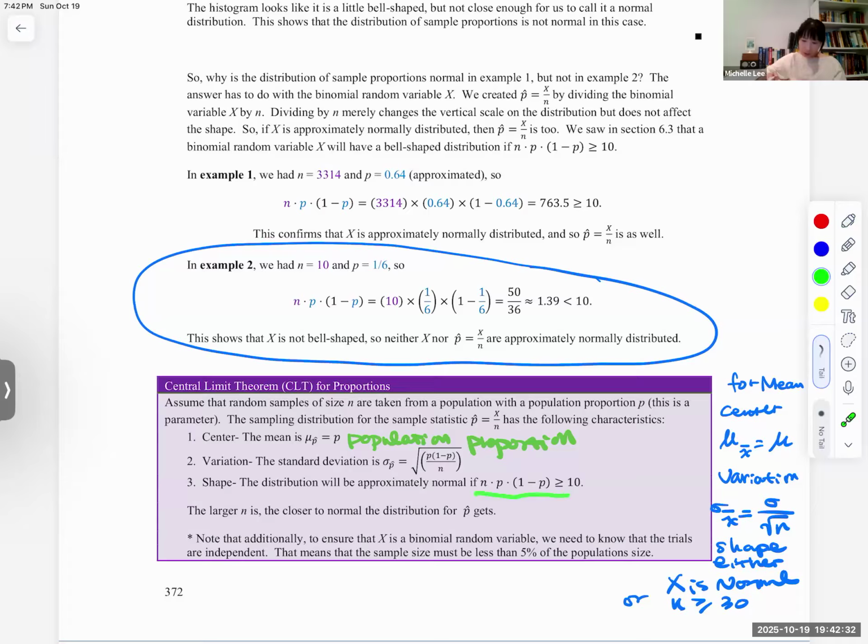So n times p times 1 minus p greater than or equal to 10. Let's take a look. Note that additionally, to ensure X is a binomial random variable, we need to know that the trials are independent.